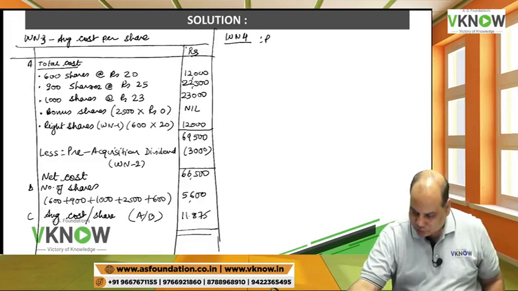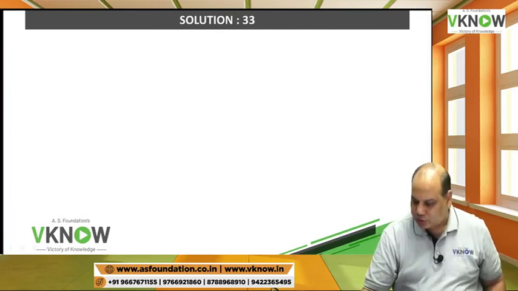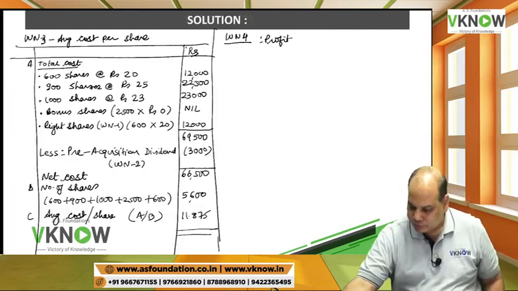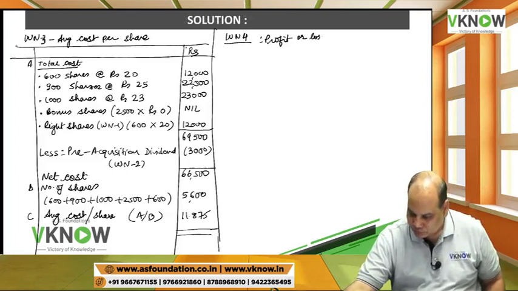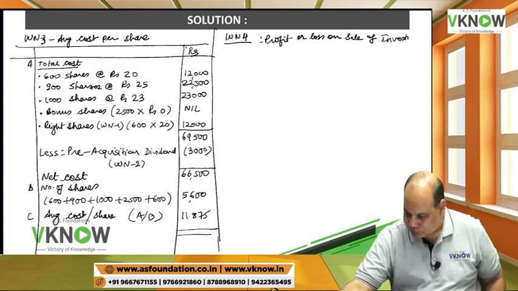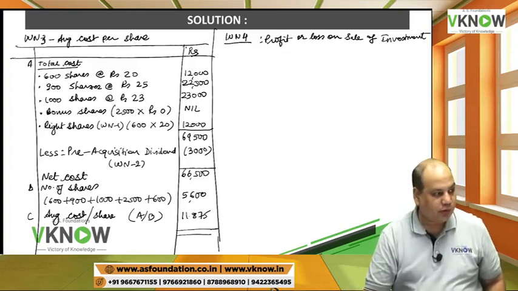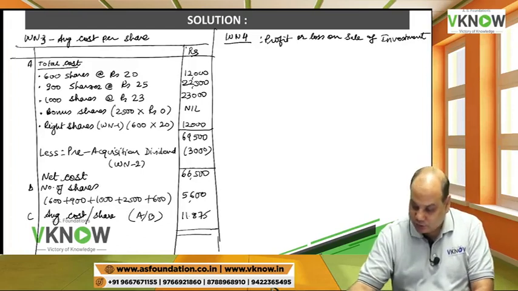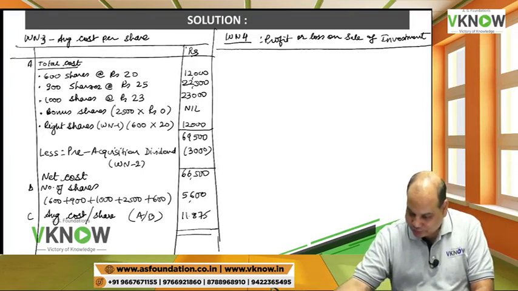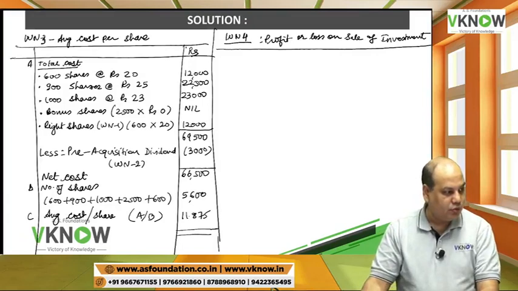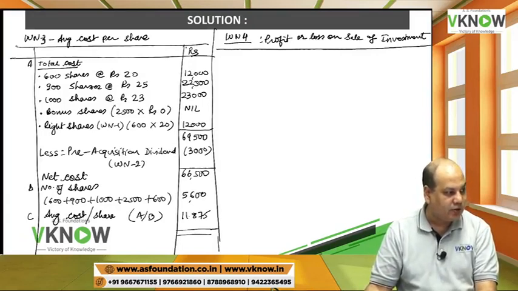Working note 4. Profit or loss on sale of investment. Chaurasia is right. Suyas Watwe is right. Jay Shri is right. Rajendra Pawar right. Sakshi right. Kunal right. Govind Thakur right.